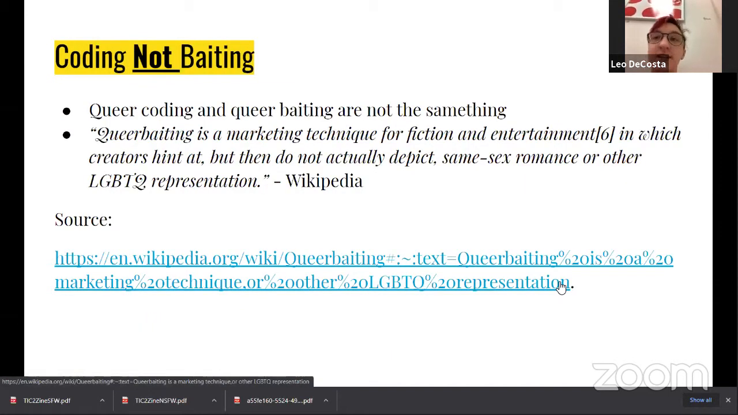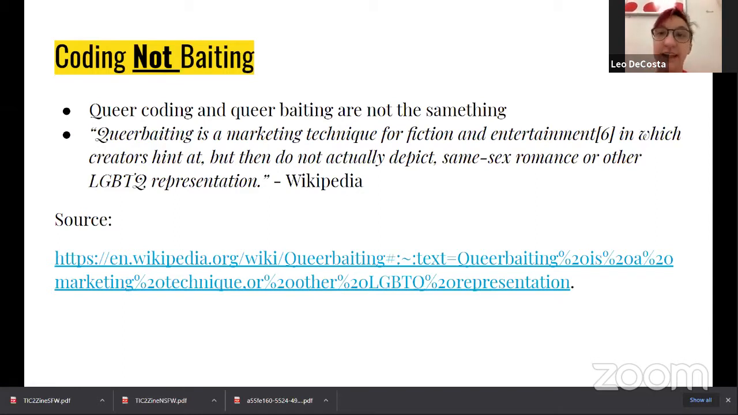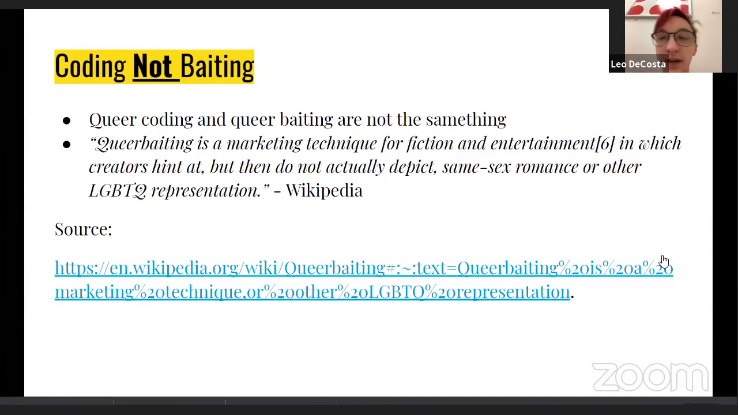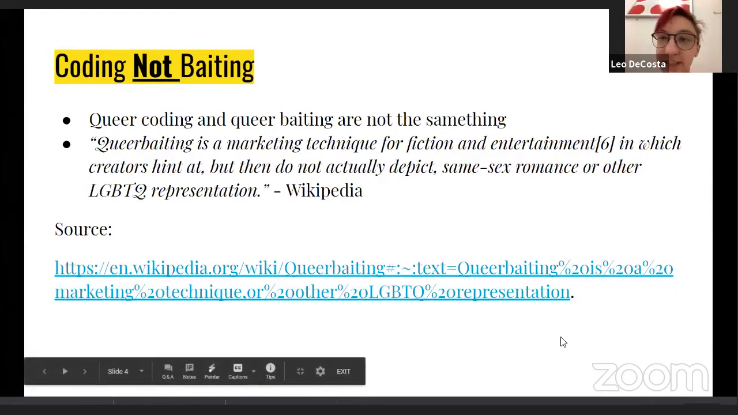Queer coding is not queer baiting. They can go hand in hand with each other, but they are not the same thing. Queer baiting is a marketing technique where fiction and entertainment creators hint at, but do not ever explicitly depict, same-sex romance or other LGBTQ+ representation. Again, the short version is that they use queer coding as a way to bait audiences, to specifically target LGBTQ+ audiences.